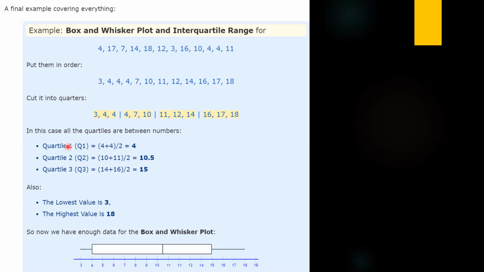Then we found Q1, which is 4. So at number 4, we have Q1. At number 15, we have Q3. At number 10.5, we have Q2. So this is how we can draw the box and whisker plot. I will not ask you to draw it. I think we took this last year.